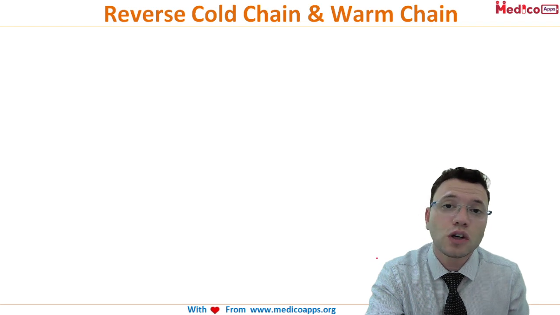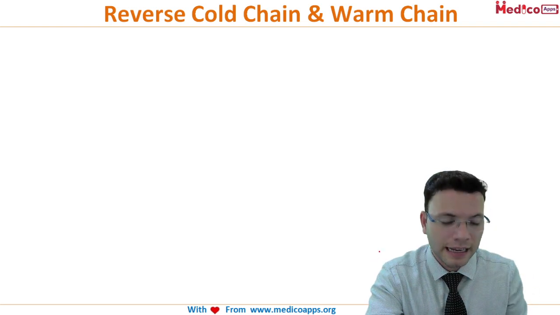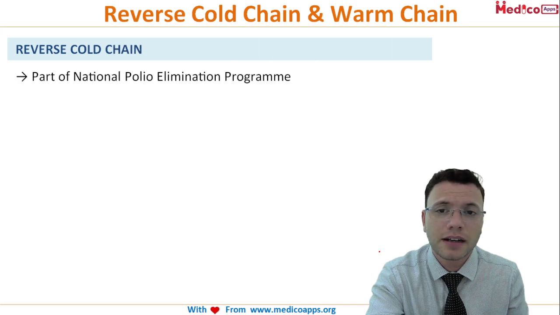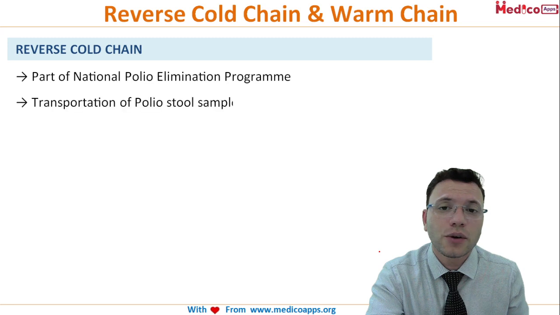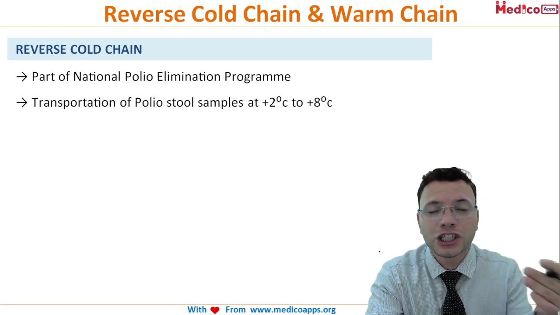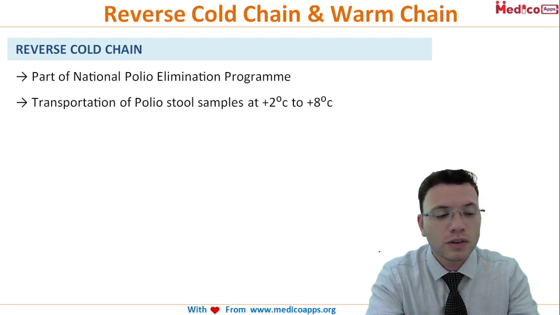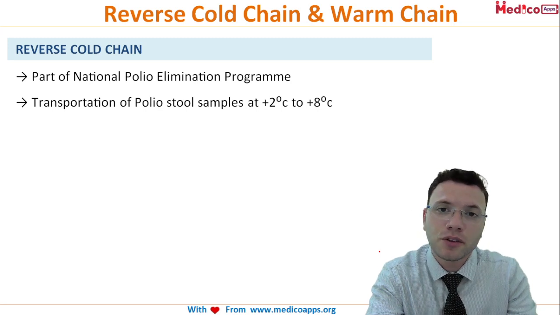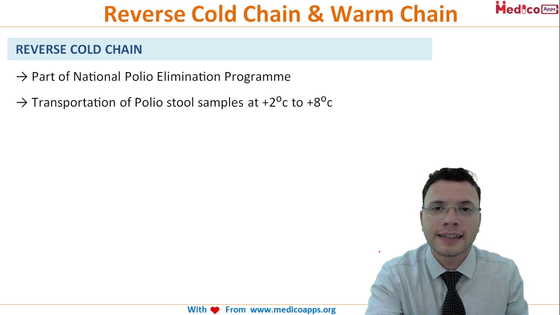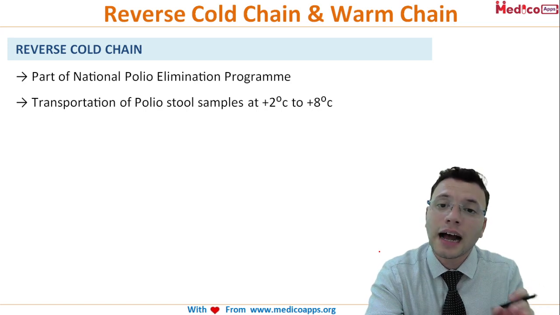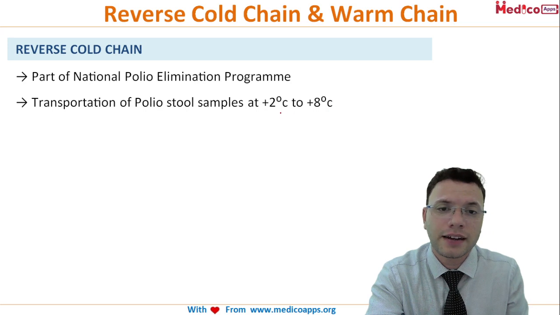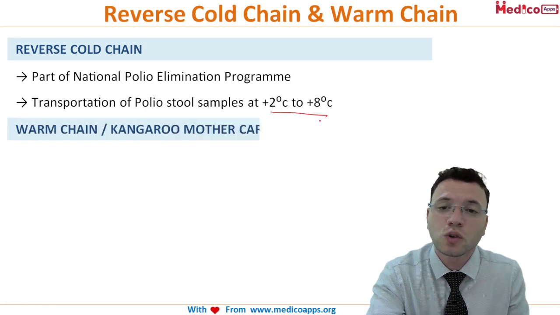What is reverse cold chain? Now the chain topics, like I said, reverse cold chain and warm chain. Reverse cold chain is a part of the polio elimination program, wherein you carry the stools of the patient or the child who is suspected to have polio. We collect the sample and send it in cold storage, that is 2 to 8 degrees, in ice and in carriers. That's called reverse cold chain.